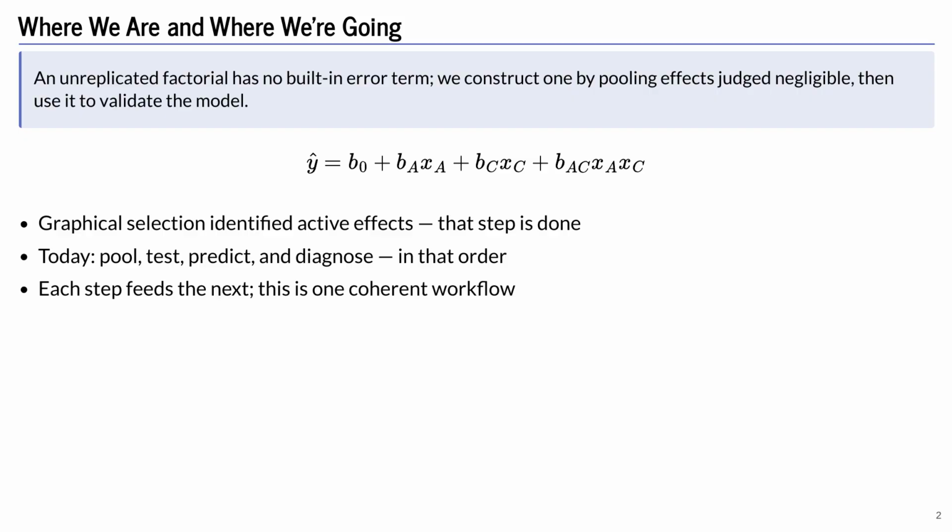What remains is a 4-part workflow. First, we pool those 12 negligible effects into an error estimate. Second, we use that error to run significance tests, not to discover anything new, but to check internal consistency. Third, we write a prediction equation that lets us estimate yield anywhere inside the experimental region, not just at the 16 corners we actually ran. And fourth, we examine the residuals to make sure the model is adequate. Each step feeds the next, and together they constitute the standard deliverable for an unreplicated factorial analysis.